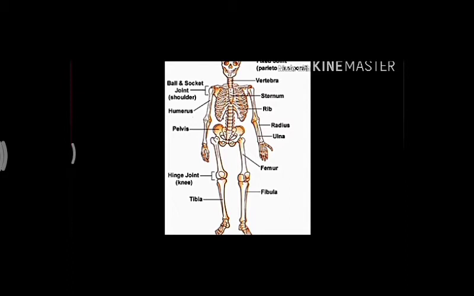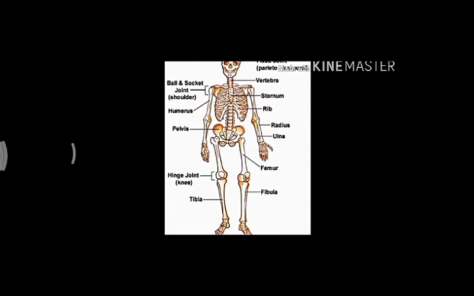The functions performed by backbone are it protects our spinal cord from injuries and the presence of joints allows slight movement of backbone due to which we are able to move backward, forward, and sideways.